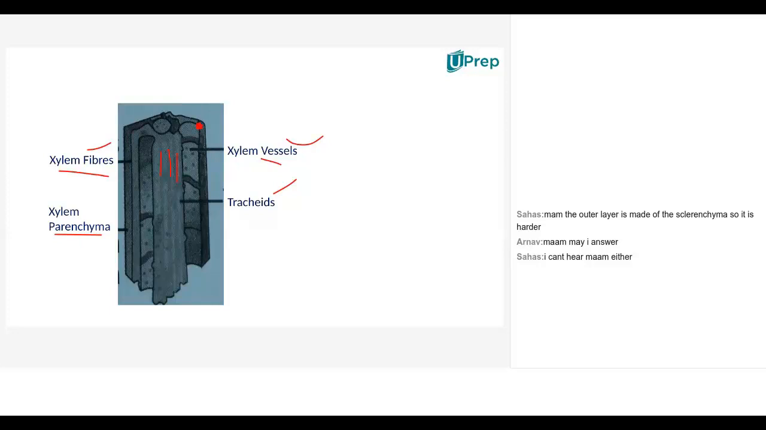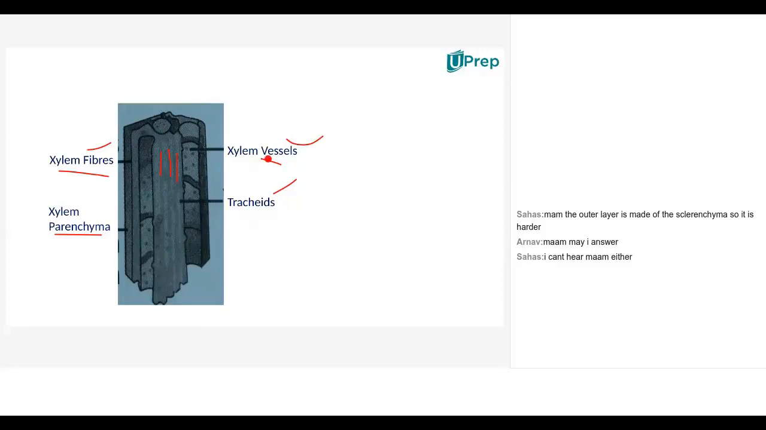Okay. So this is the whole xylem tissue. Xylem tissue is made up of 4 different types of cells: tracheids, xylem vessels, xylem fibers, xylem parenchyma. Now when you take tracheids, these are the narrow tapering cells inside the xylem tissue. Tracheids are dead cells. Tracheids help in transport of water and nutrients in upward direction from root to the stem tip.